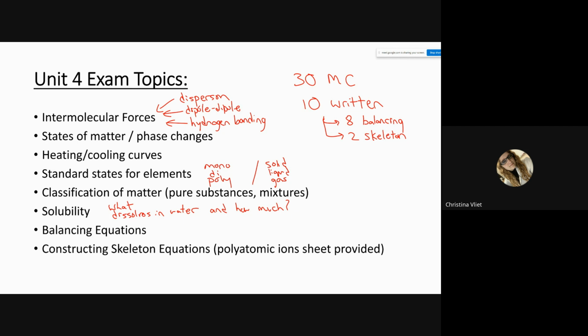2H. And then, 3 times 2 is 6. 6 plus 4 is 10. This should be a 5. 5 in front of O2.